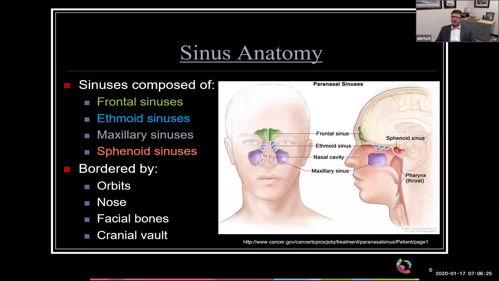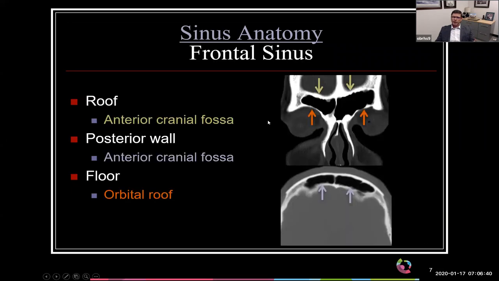So in terms of the normal anatomy, the paranasal sinuses consist of paired frontal, ethmoid, maxillary, and sphenoid sinuses, and they're bordered by the orbits, the nose, the facial bones, and the cranial vault. So now we'll go through and look at each sinus. In terms of the frontal sinus, both its roof and its posterior wall separate the sinus from the anterior cranial fossa, and the floor of the frontal sinus is the orbital roof.